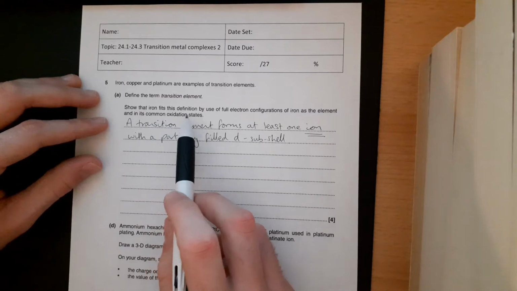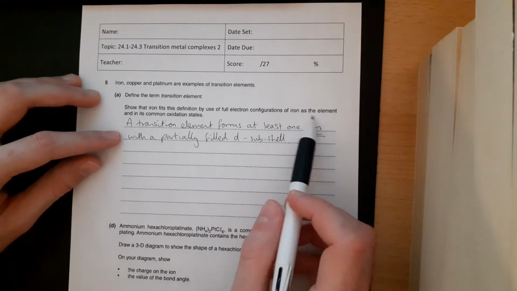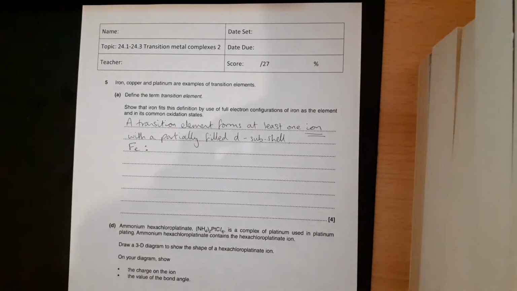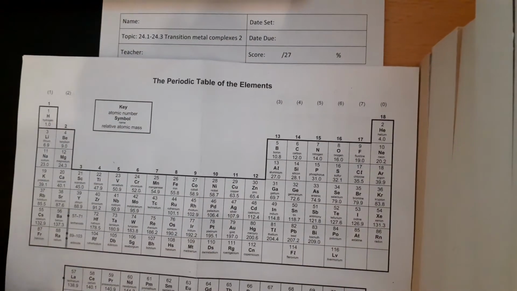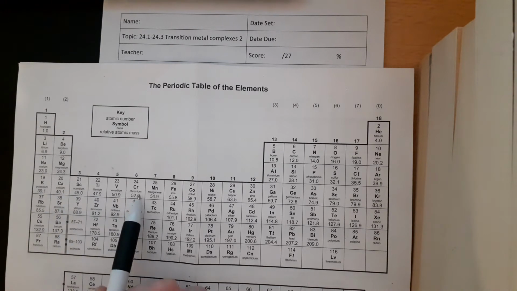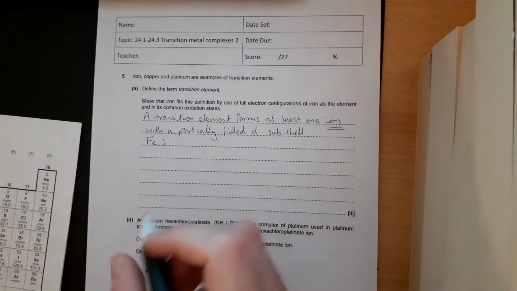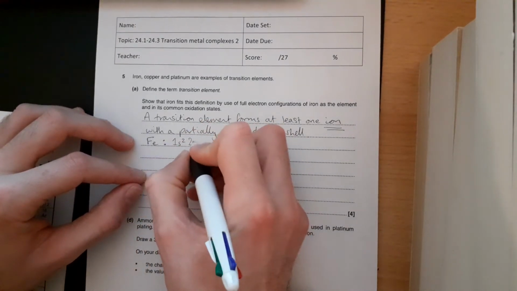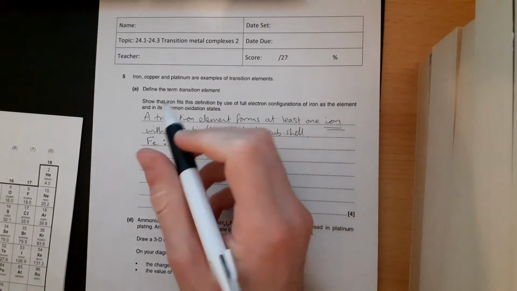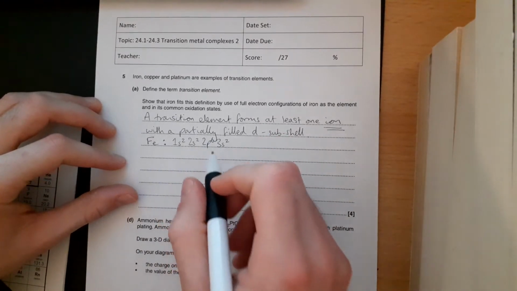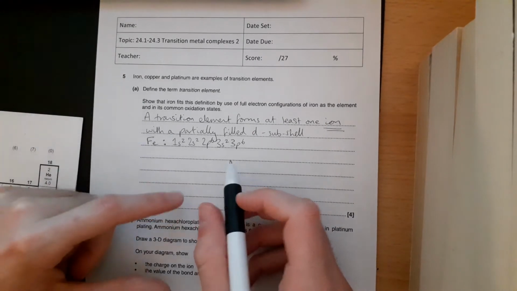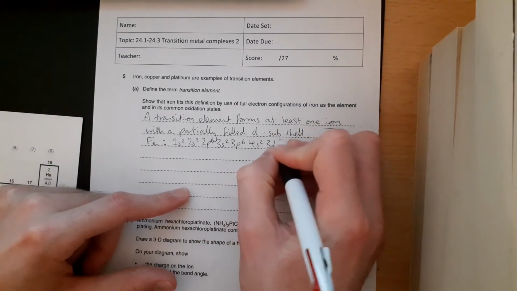Then it says, show that iron fits this definition by using full electron configurations of iron as the element and its common oxidation states. So iron, the element itself, goes through all of this and we get to 4s2, 3d 1, 2, 3, 4, 5, 6. And again, if you've watched the previous videos, I said I would always write this out properly. I wouldn't do the shortcut with a noble gas. First, I'd write the full electron configuration just to be on the safe side. That's what they're testing, right? They're going to want to see if you can do it properly. So it'd be 4s2, 3d6.